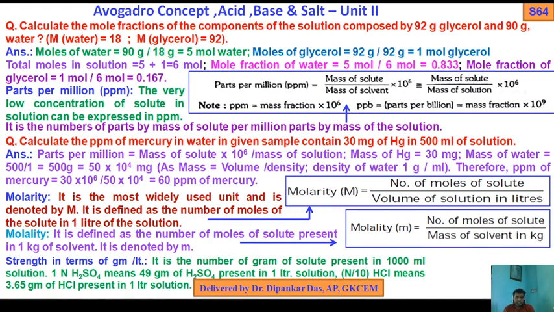So molarity is the number of moles of solute in 1 liter solution. Molality is the number of moles of solute present in 1 kg of the solvent. Molarity capital M, molality small m. Okay, and strength in terms of gram per liter I have discussed.